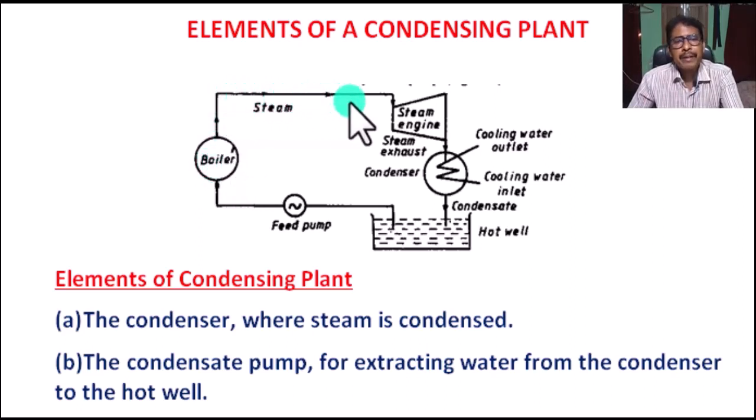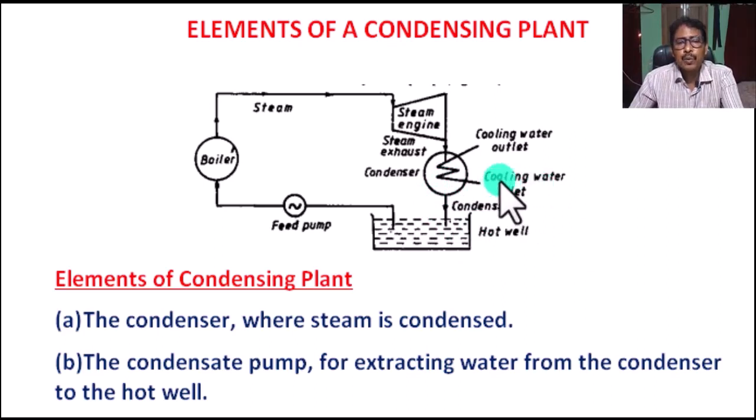Steam coming from the boiler empties to the steam engine or steam turbine. Here steam expands, superheated steam converts to wet steam and does work. This is the condenser. From the steam engine, wet steam empties to the condenser. At the condenser, wet steam rejects latent heat and converts to water.